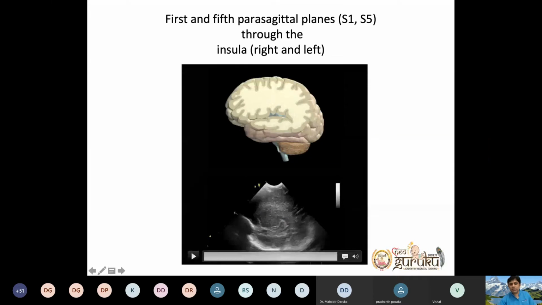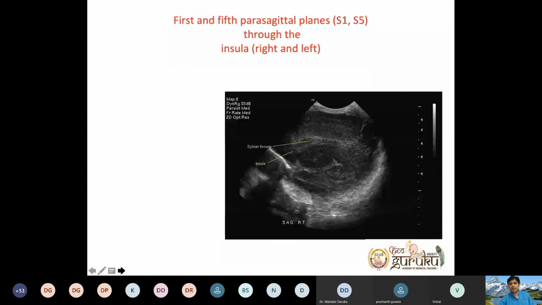You can see your Sylvian fissure here, then the cerebral cortex. Here we can see your middle cerebral artery running through. So you can put a Doppler and you can see the middle cerebral artery. So Sylvian fissure, insula, I've told you what exactly the insula is. When you insert your finger into the lateral sulcus, whatever you touch posteriorly, deep inside, that is your insula. So this is how it looks.